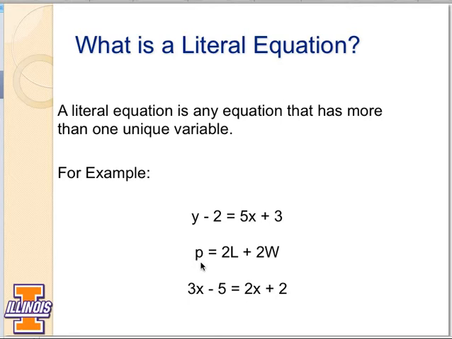The second one has p, l, and w. Those are all different and there are three of them. Means that one is also a literal equation. The last one has x and x. Well, it has two variables, but they're not different. That means they're not unique. So this one is technically not a literal equation.